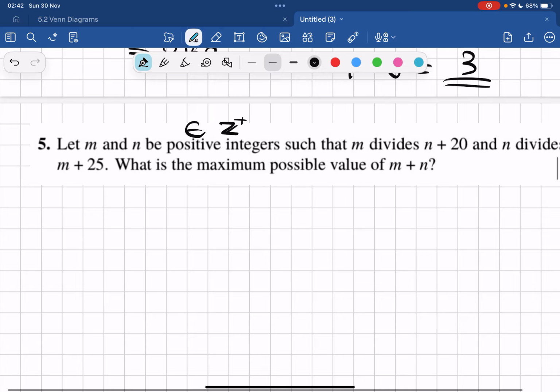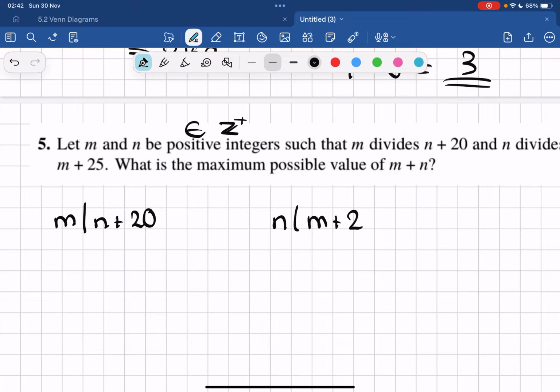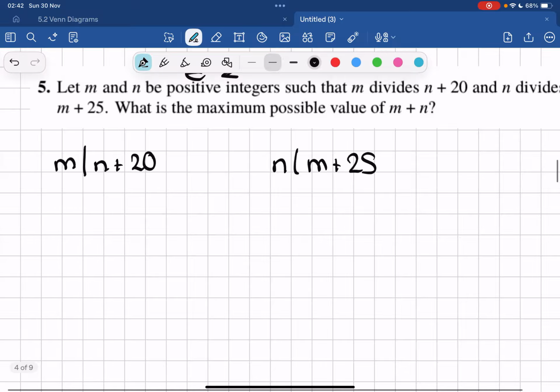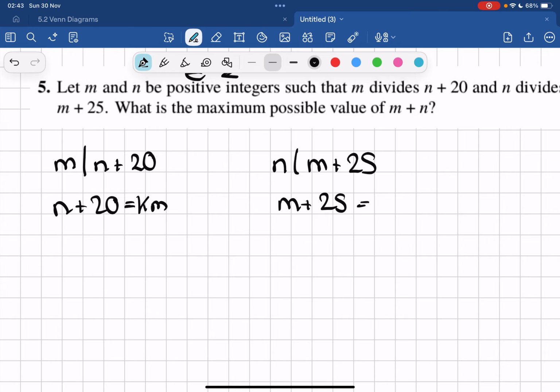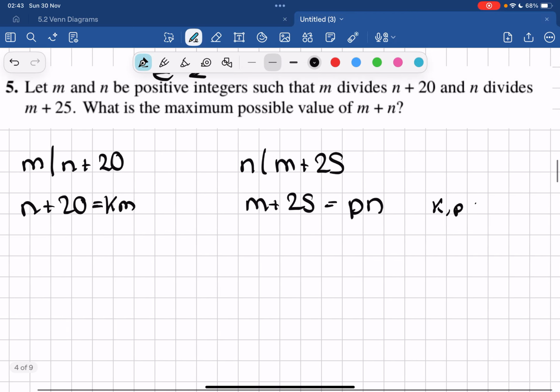Well, we can write m divides n plus 20 in divide notation as m divides n plus 20, and then n divides m plus 25. We can rewrite this with some scalar of m, so n plus 20 equals km, and m plus 25 equals pn, where k and p are positive integers.